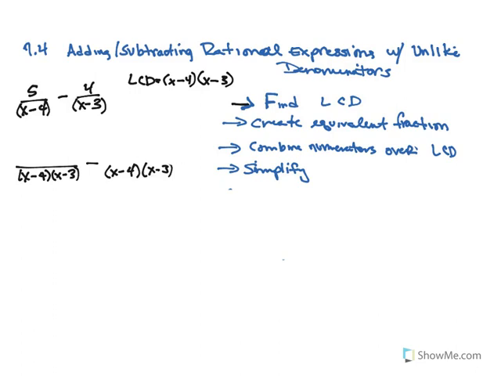All right. So now I'm going to create my new equivalent fraction. In the first fraction, x minus 4 is already there. So what's the missing factor? The x minus 3. So 5 times x minus 3.